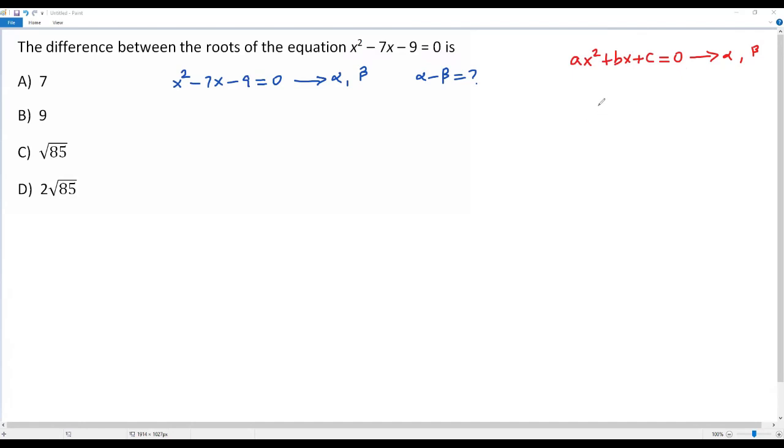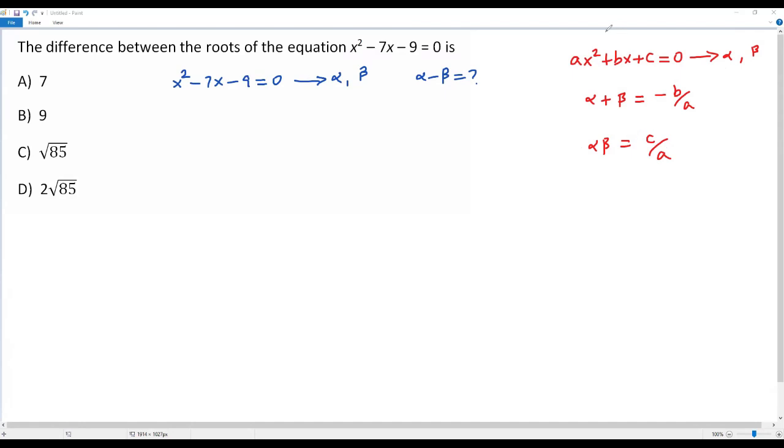So now there is a formula to get the sum of the two roots and the product of the two roots alpha and beta. First, let me write the formula to get the sum of the two roots of this quadratic equation, that is alpha + beta. The formula is −b over a. And now let me write the formula to get the product of the two roots. That is, product means we have to multiply the two roots alpha and beta. So the formula is c over a.